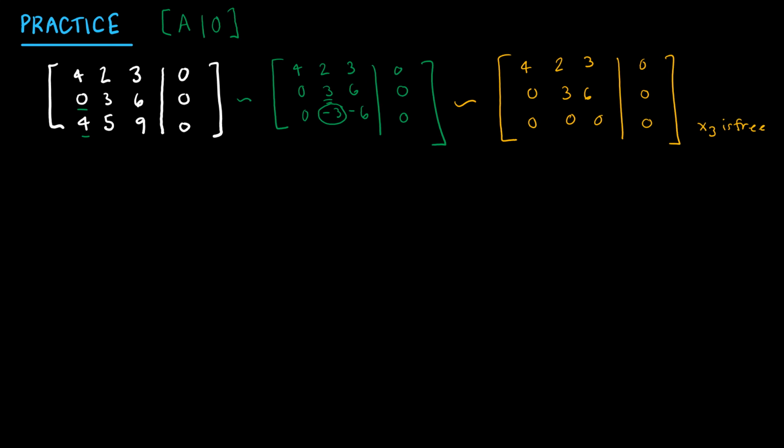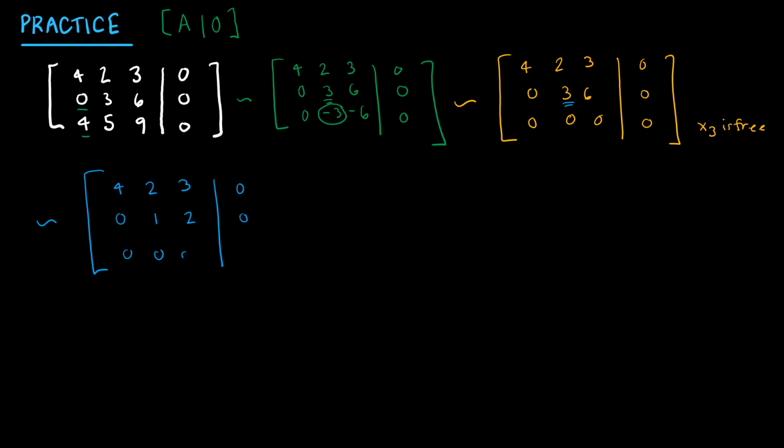Now, don't think x3 will always be the free variable. That's just what we ended up with in this case and in our last example. From here, I'm going to continue doing my row operations. So I'm going to end up with, let's turn this guy into a 1. So 4, 2, 3, 0. Let's take everything in row 2 times a third.